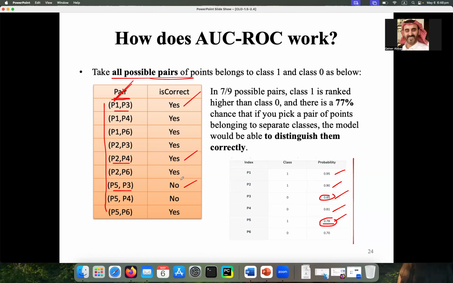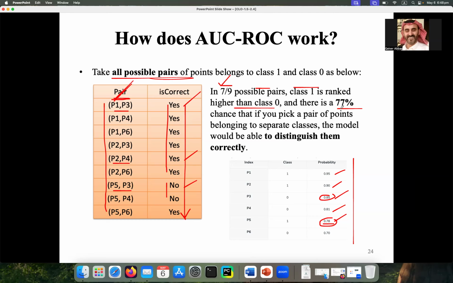So now, if you count, 7 are yes and 2 are no, and the total entries are 9 in this table. 7 are for class 1. So we can say that in 7 out of 9 possible pairs, class 1 is ranked higher than class 0. Class 0 means no, class 1 means yes. And 7 out of 9 multiplied by 100 gives you 77%.